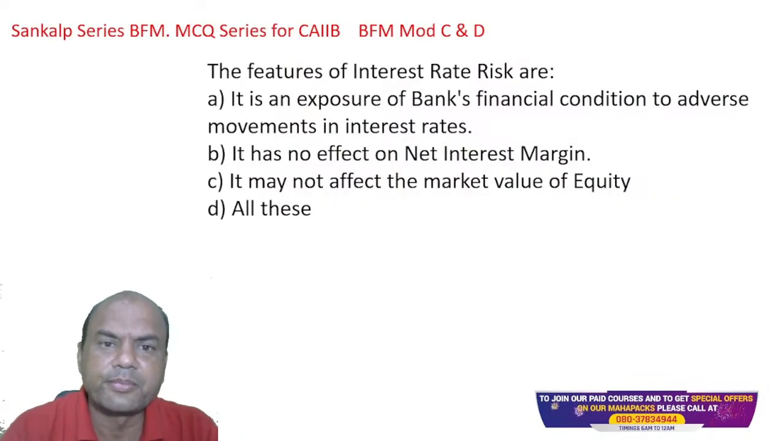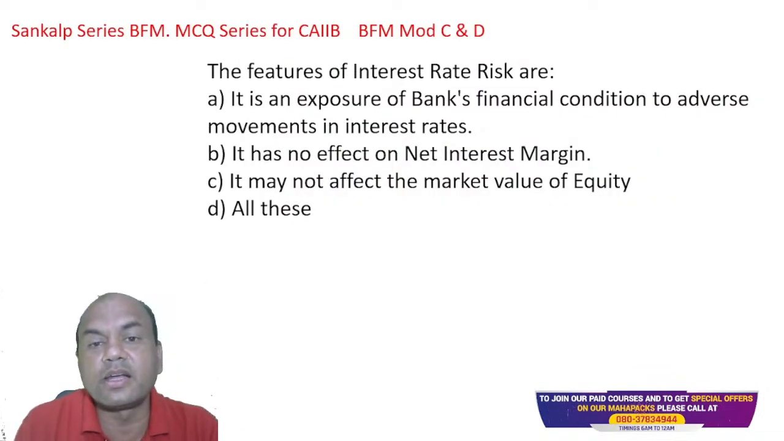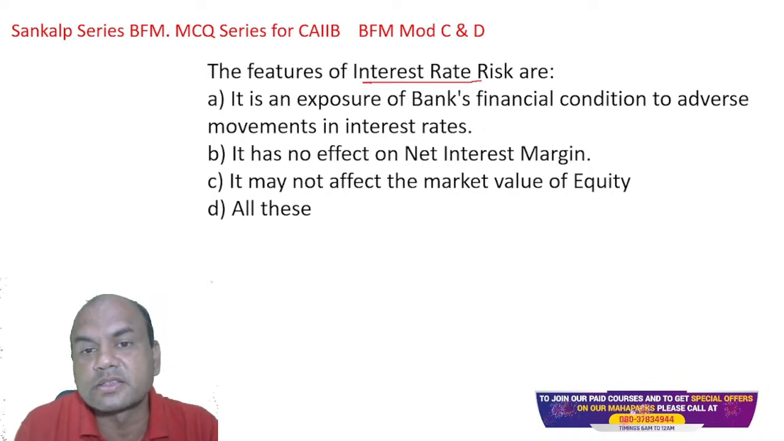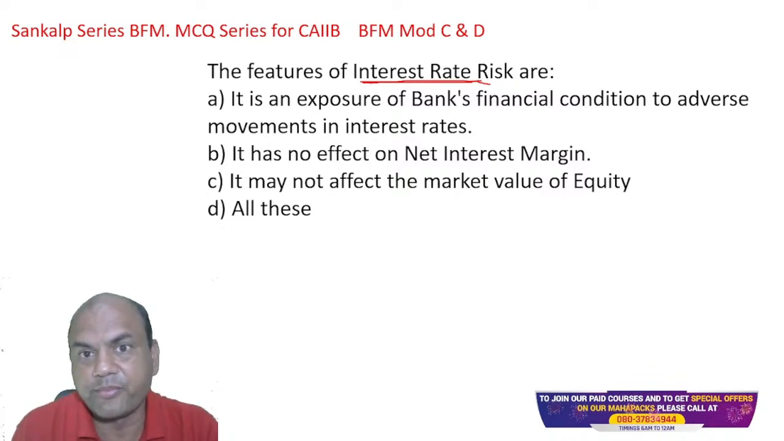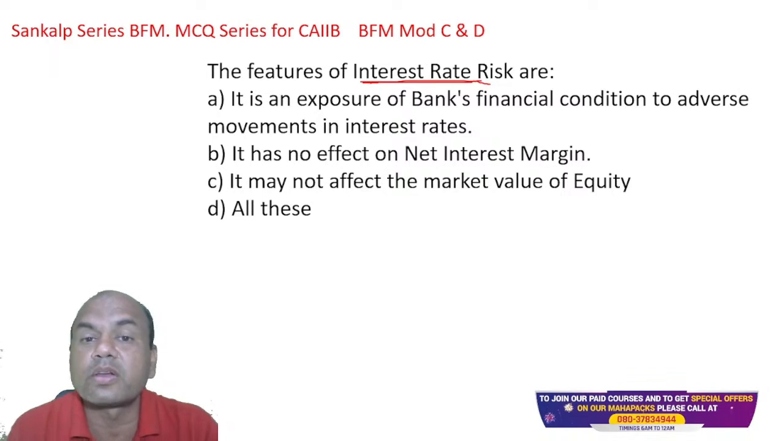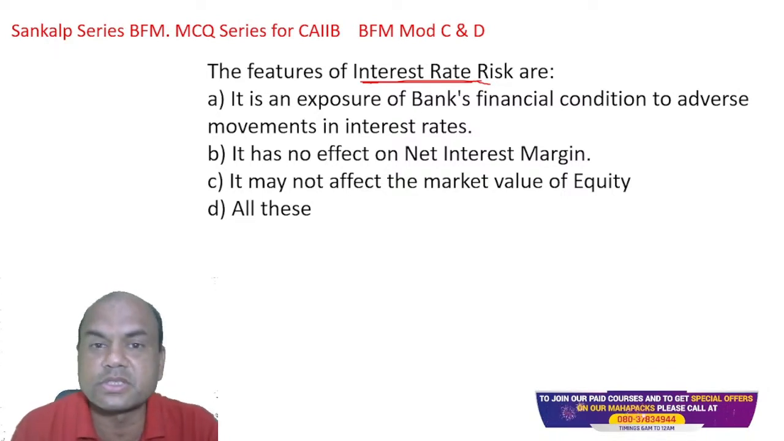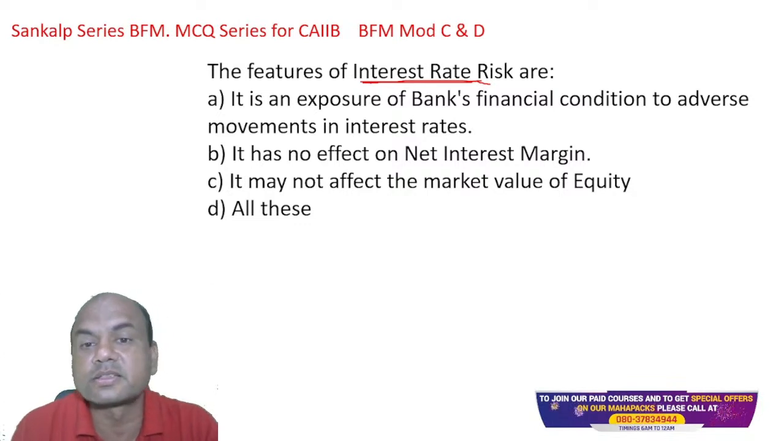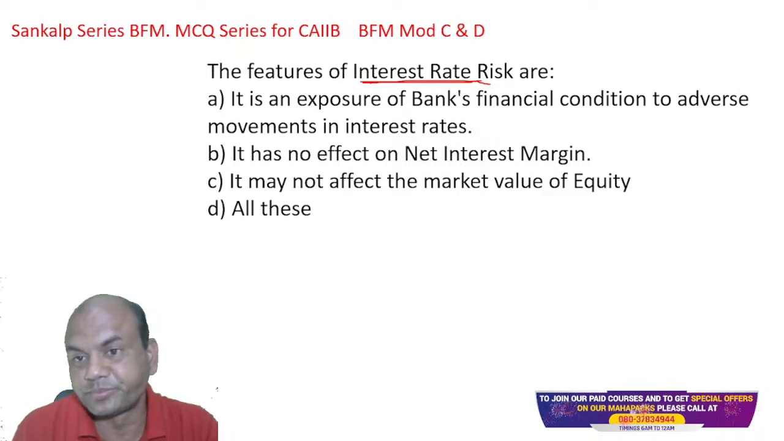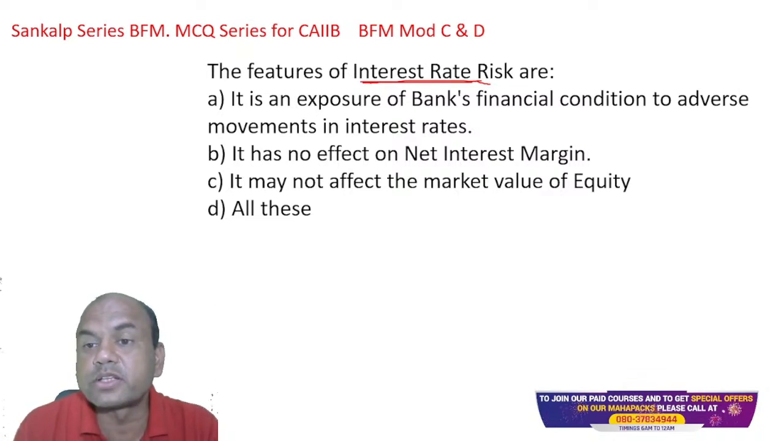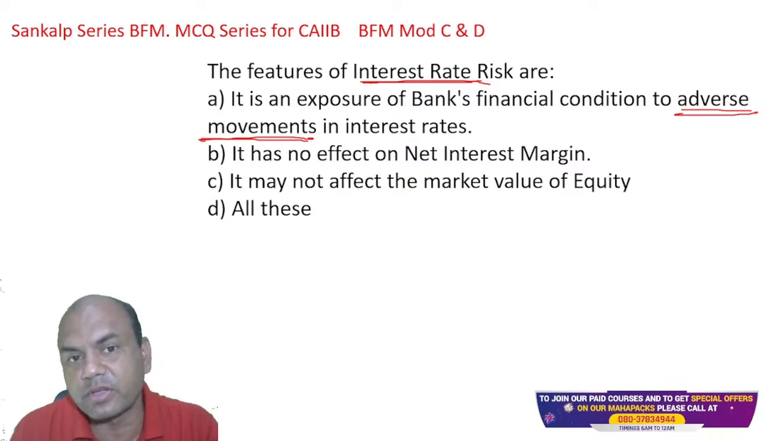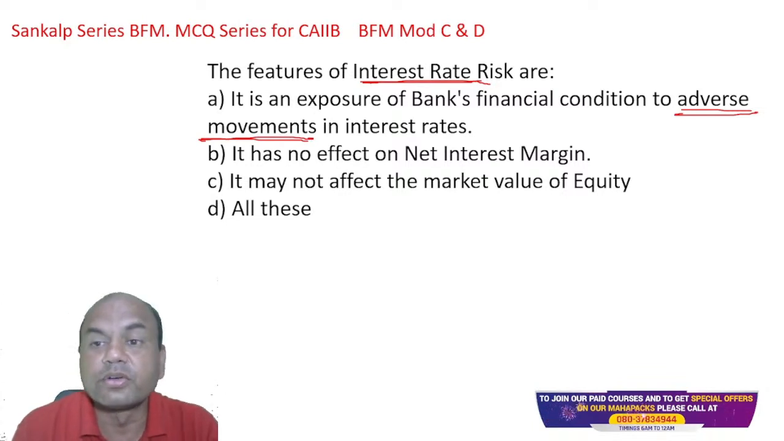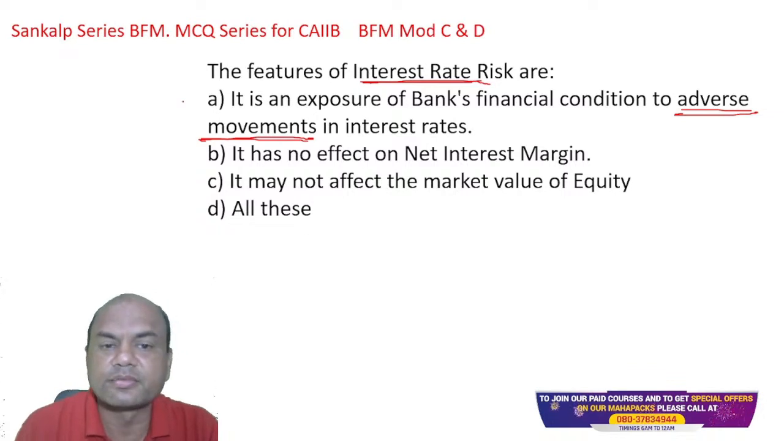Okay. The features of interest rate risk. What is interest rate risk? Interest rate risk means the interest rates may go up or down depending on what the RBI is doing or whatever the foreign situations, means world situations, are. So that is interest rate risk. It is an exposure of banks' financial condition to adverse movements in the interest rates. Here, adverse movement means against your will, against your wish, you can call it. Okay. So is it that? Yes, it is that.